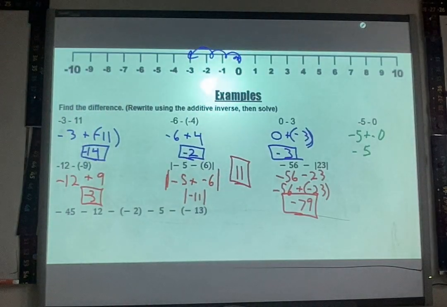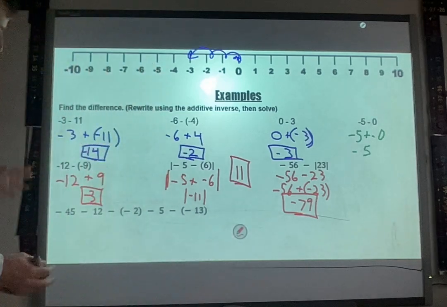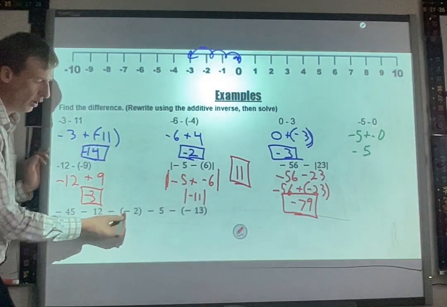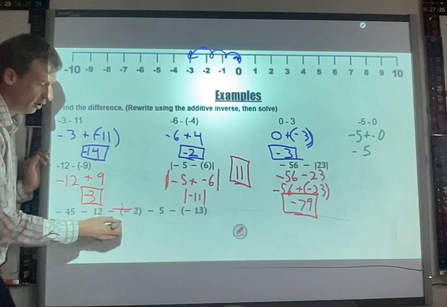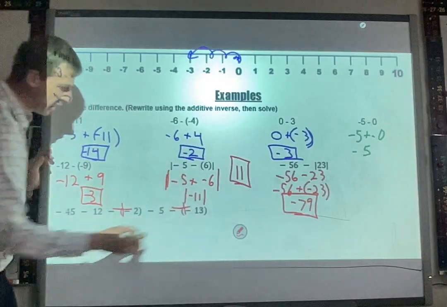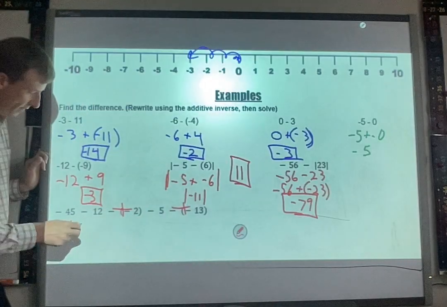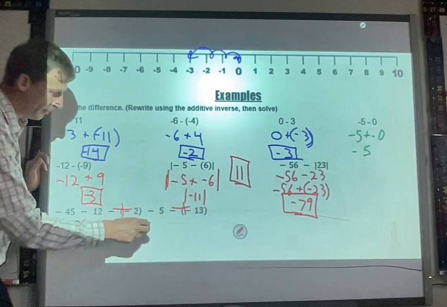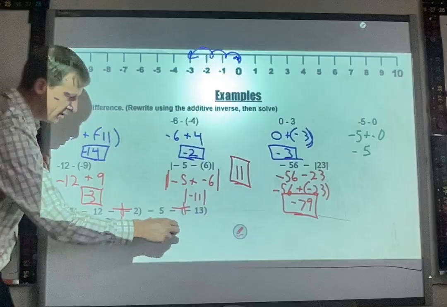So let's go ahead and change these to additions before we go any further. I think that's okay. So when we have these two negatives here, where we say, well, two negatives turn into a positive. So I can rewrite this problem as negative 45 minus 12 plus 2 minus 5 plus 13.